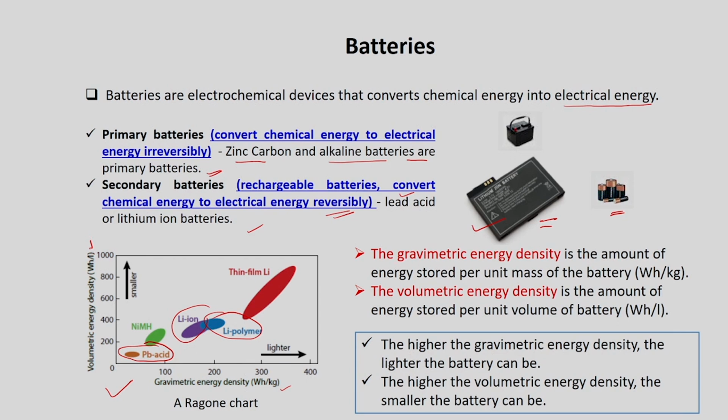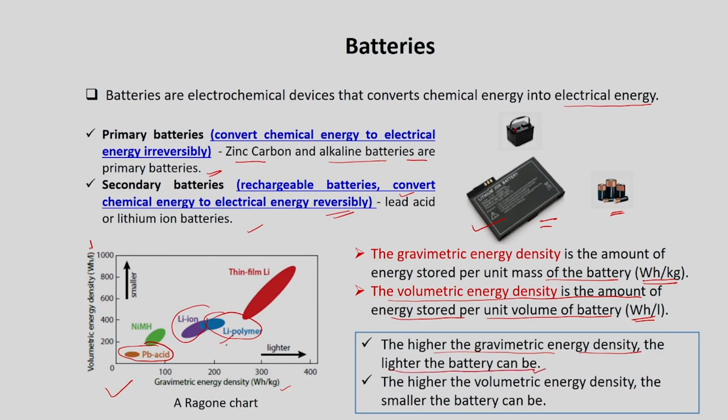Gravimetric energy density is the amount of energy stored per unit mass of the battery. And volumetric energy density is the amount of energy stored per unit volume of the battery. Already we have defined those units, and as you can see, if the energy density increases, what does it mean? The higher the energy density, the lighter the battery can be.